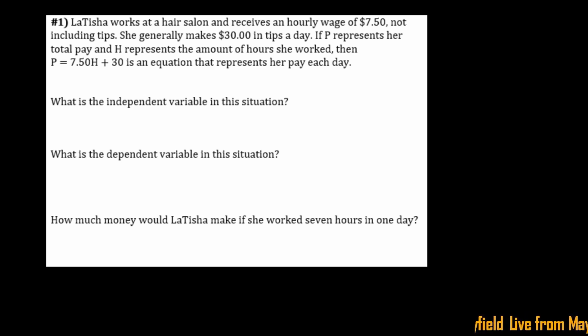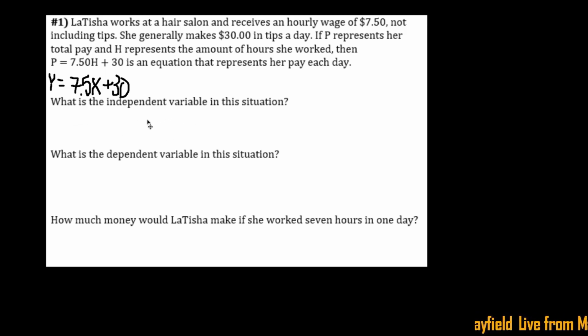And you can kind of notice too, this kind of looks like our normal equation, where instead of the letter P, we're used to seeing y equals, and we'd say 7.5 times x plus 30. Again, that would be a normal function that we would work with. So if this helps you out writing it like that, you certainly can. But you do want to make sure that you are using the variables that they give. So that means it has to be a letter.